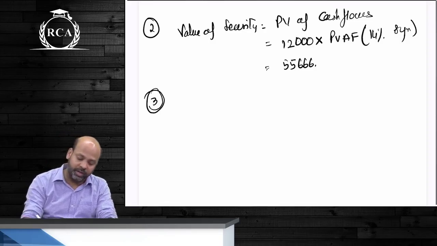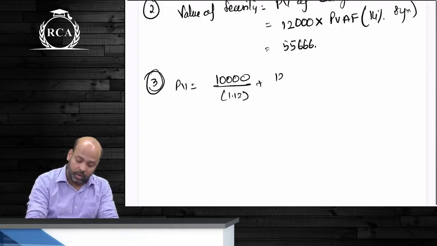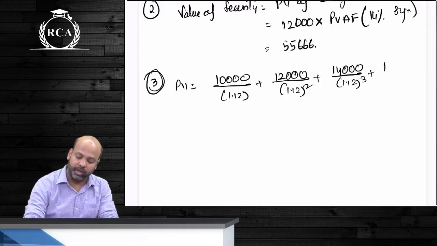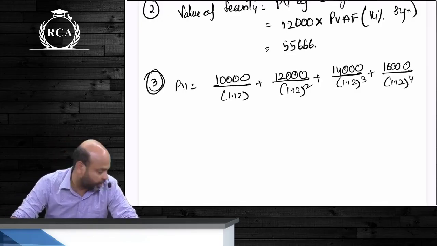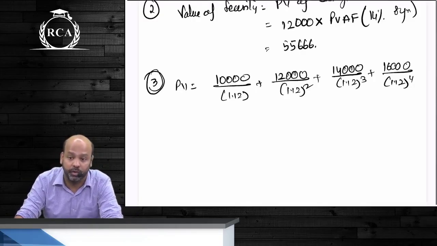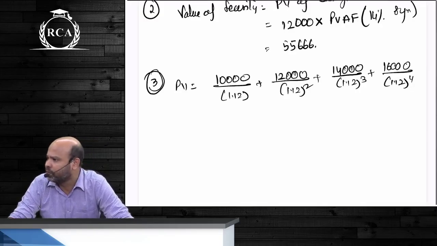Guys, the present value, beta, is 38,628. You will write 10,000 divided by 1.12, 12,000 divided by 1.12 whole square, 14,000 divided by 1.12 whole cube, and finally the fourth year cash flow is 16,000, whose present value will be divided by 1.12 whole power 4. The cash flows are different every year. You're supposed to discount them separately, guys. This is how you're going to arrive at the present value of all the 4 cash flows. Are we clear?